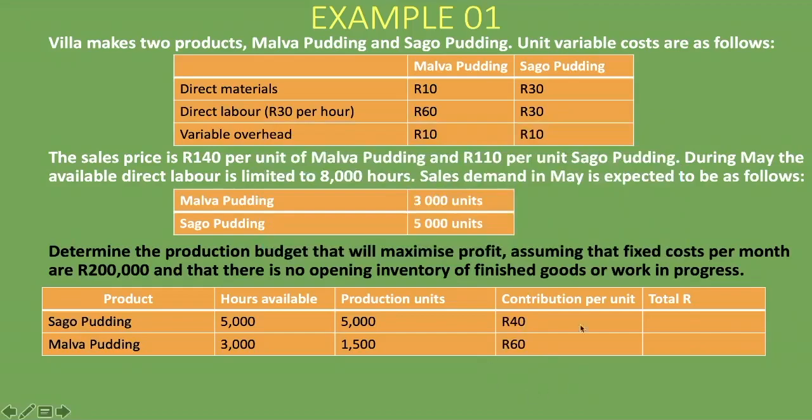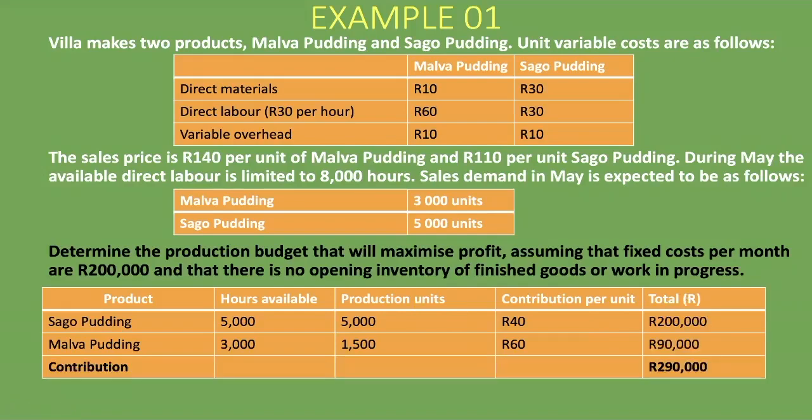And once you've done that, you just multiply your production units by your contribution per unit, and it will give us the total amount we will receive. And you can see for Sago pudding, we'll get 200,000 Rand, and for Malva pudding, we'll get 90,000 Rand. We just took the production units times the contribution per unit. And you can see that our total contribution we are receiving is 290,000 Rand.